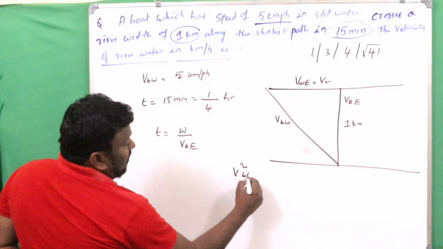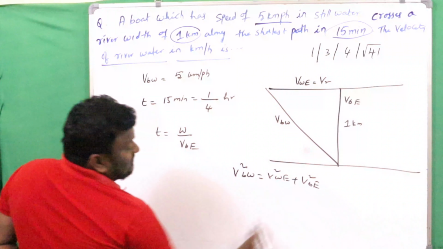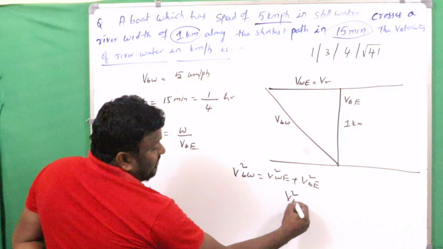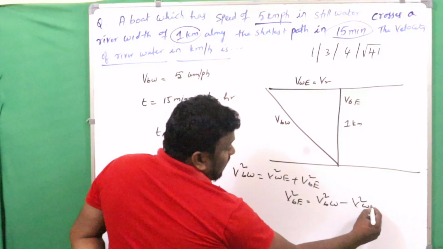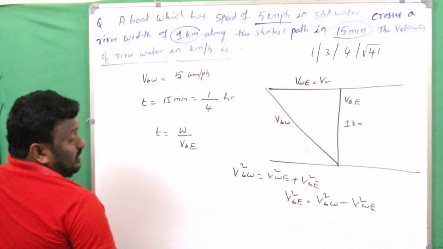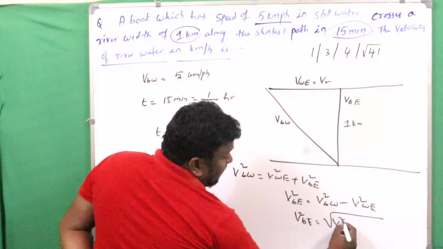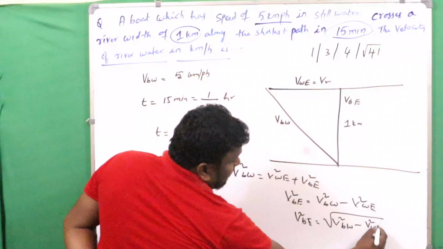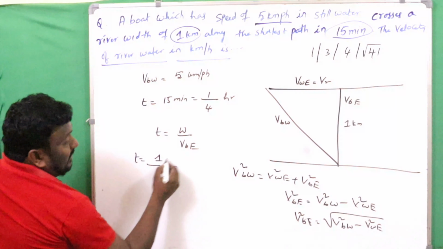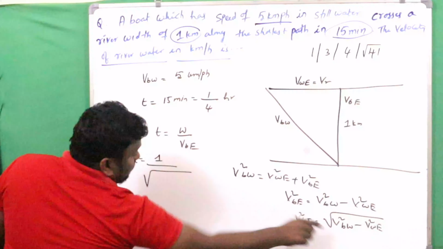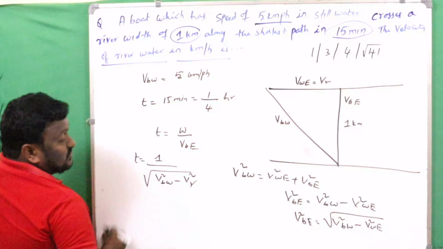Then from the figure, V square BW is equal to V square WE plus V square BE we can write. So V square BE is V square BW minus V square WE. Then VBE is under root of V square BW minus V square WE. You can substitute here: T is equal to 1 kilometer by under root of V square BW minus V square WE, where VWE is the velocity of river.